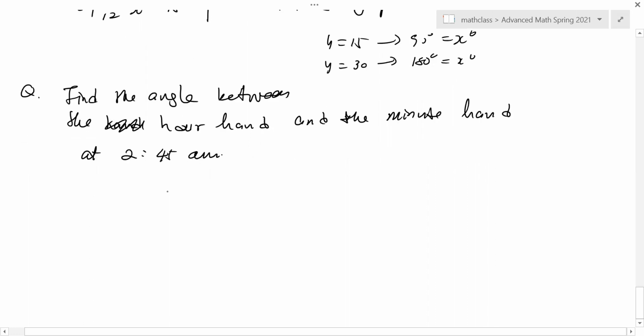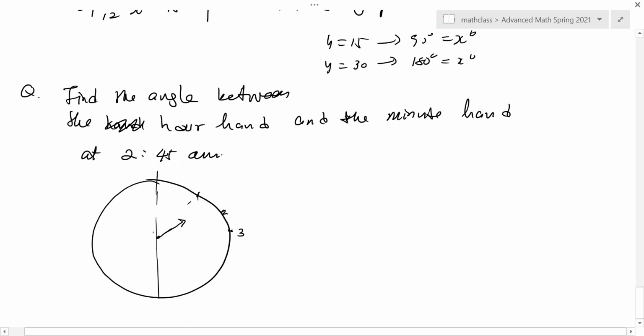Okay, so first of all, you draw the picture, right? 2 o'clock, and this is a 3. Here's a 1, here's 2. So somewhere here, the hour hand, right? The minute hand is going to be here. So you're looking for the angle. I don't know which angle. The angle could be like this, could be that. Doesn't matter. It's a difference, right? So usually we talk about the angle smaller than 180 degrees. So this is the angle you're looking for.